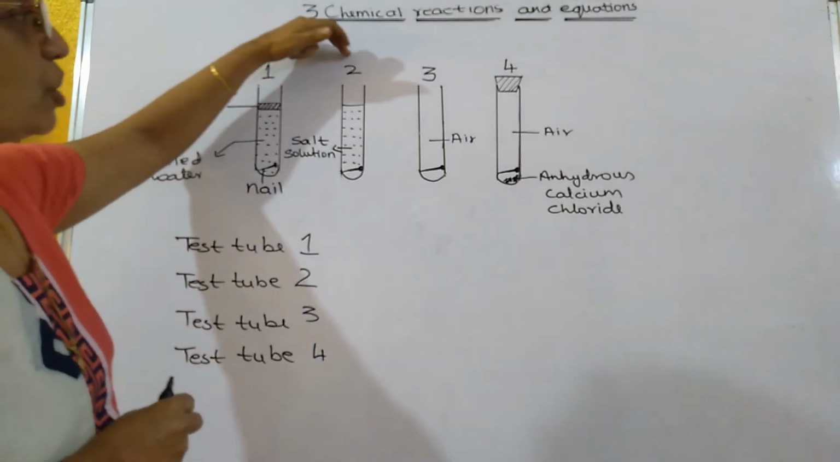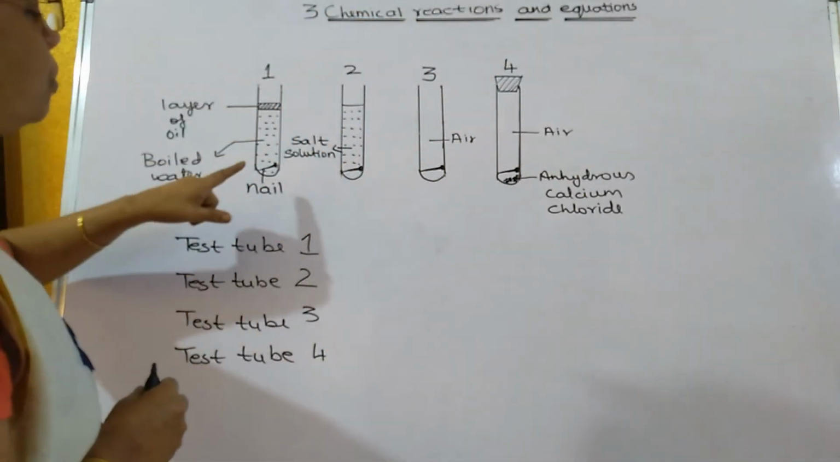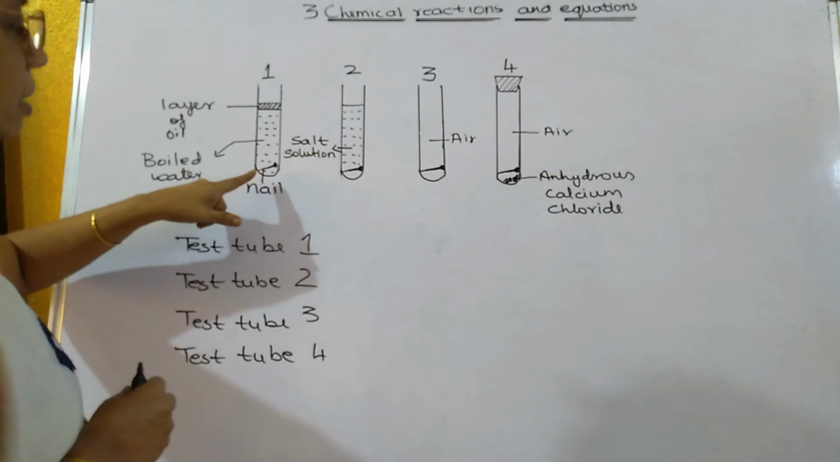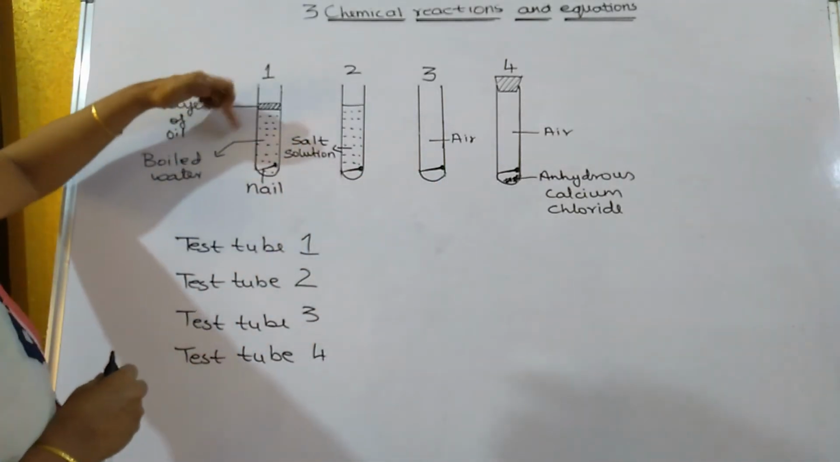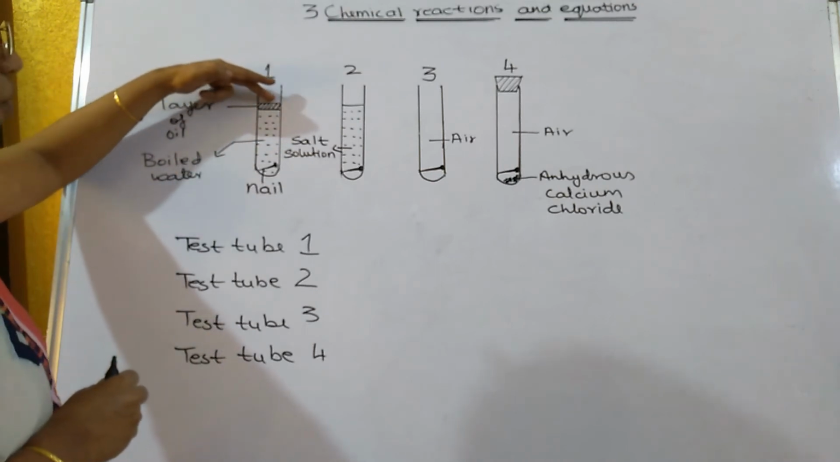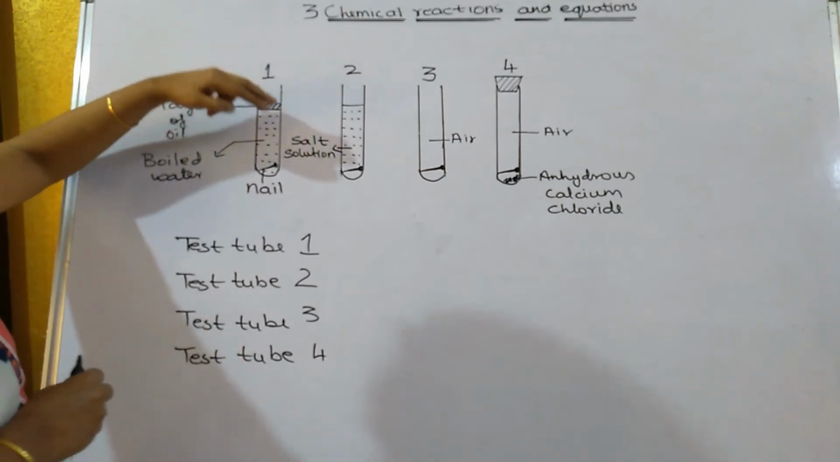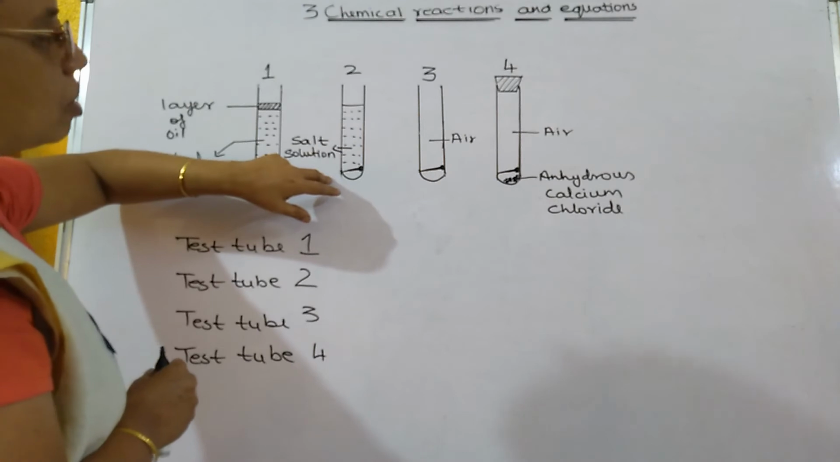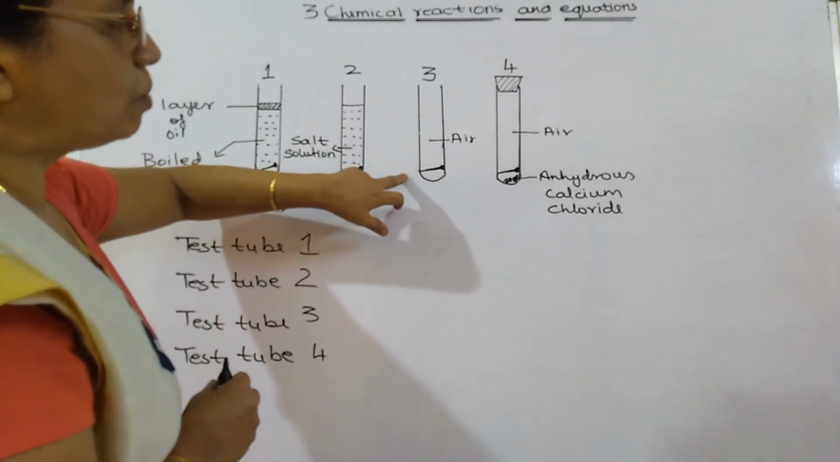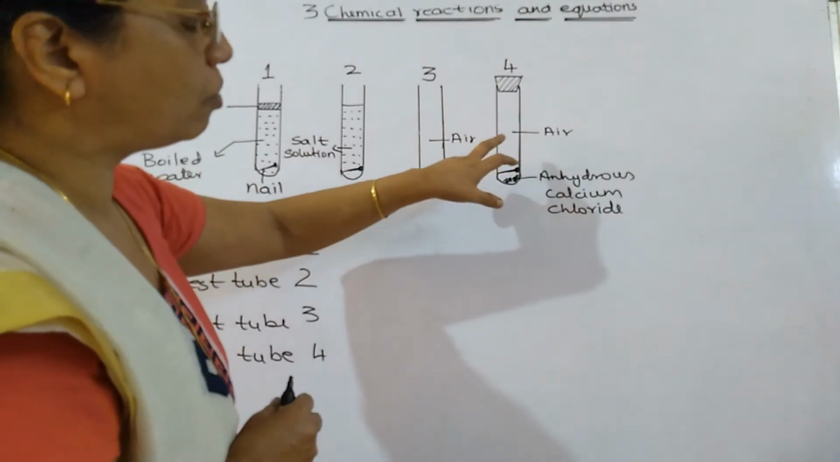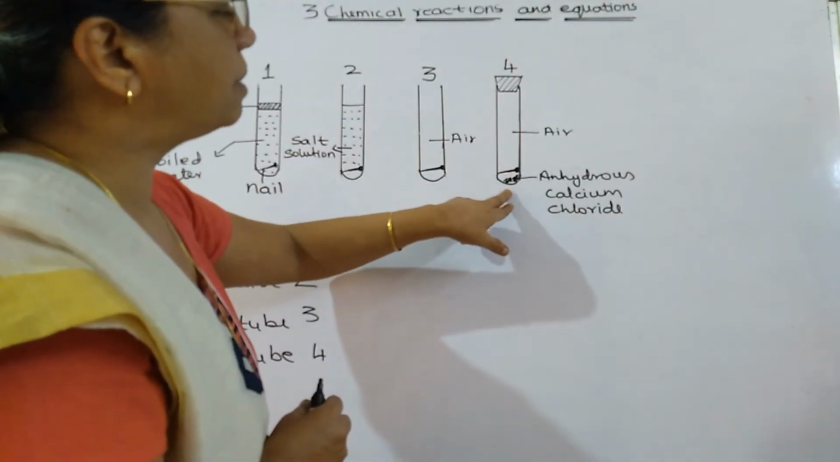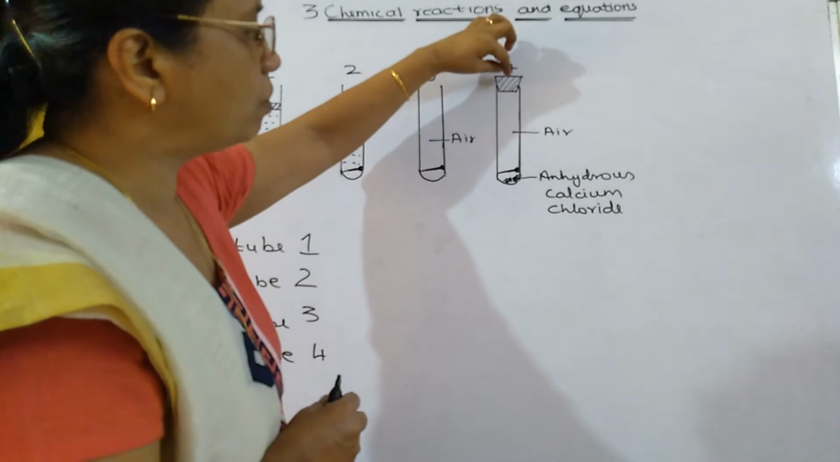Now take 4 test tubes, and in each of the test tubes put a nail piece. In the first test tube you take boiled water, and above the boiled water put a layer of oil on it. In the second test tube put some salt solution. In the third test tube don't add anything. In the fourth test tube also you don't add any water, but put some anhydrous calcium chloride and close the test tube with a cork.